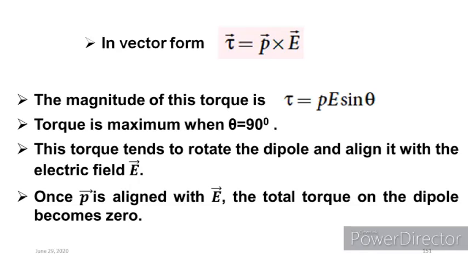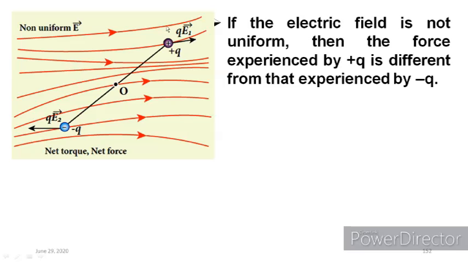So far we have discussed torque on the dipole placed in a uniform electric field. Suppose the dipole is placed in a non-uniform electric field, what would happen? In addition to the torque, there will be a net force acting on the dipole, because the electric field is not the same at all points.